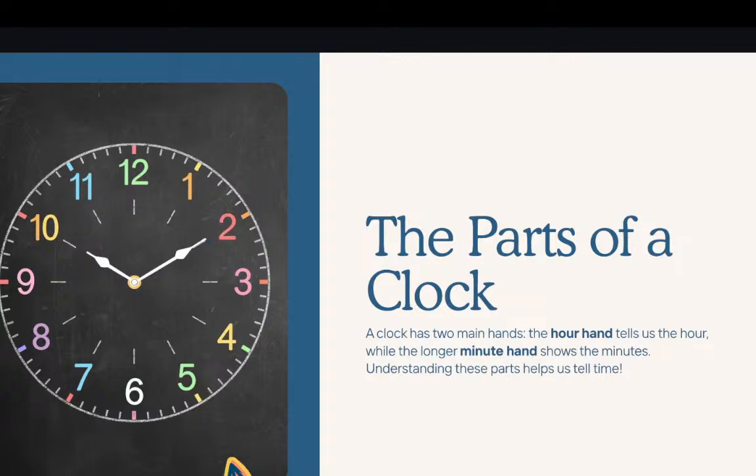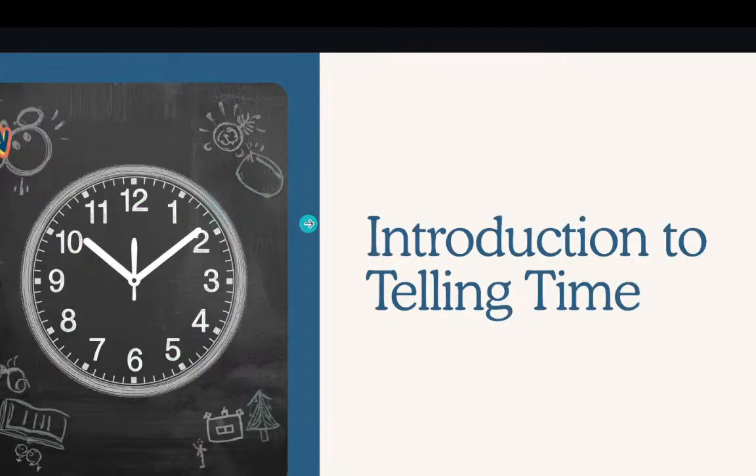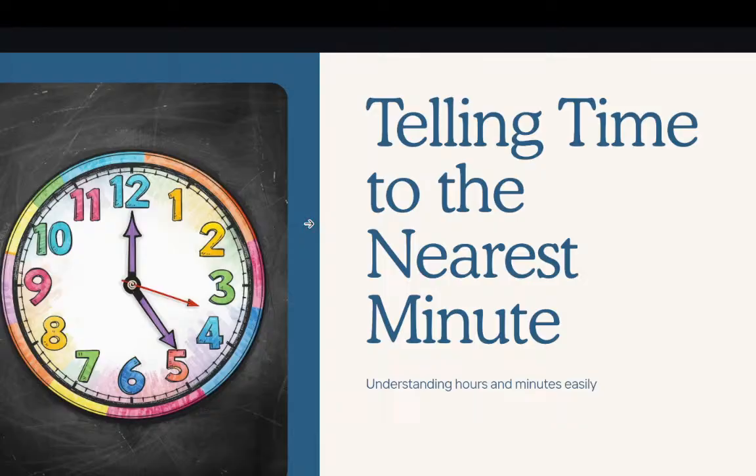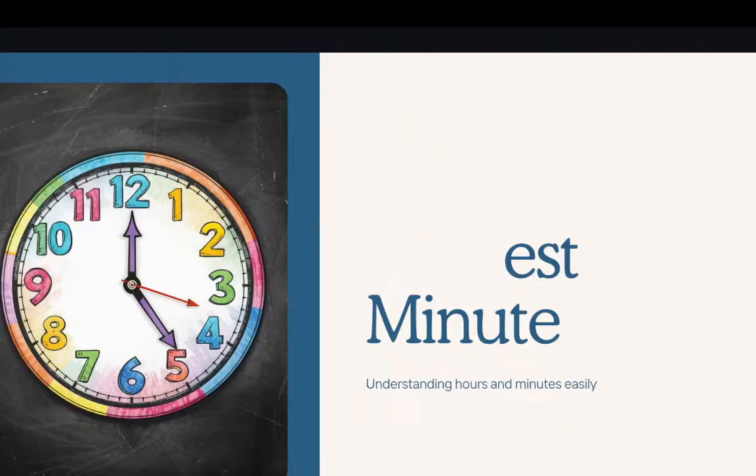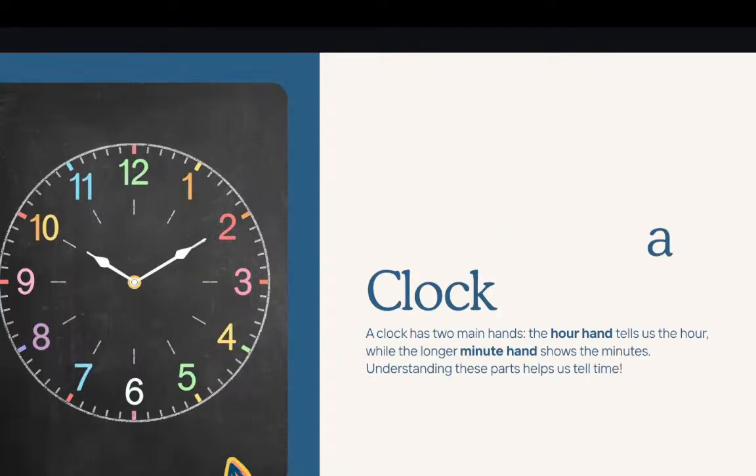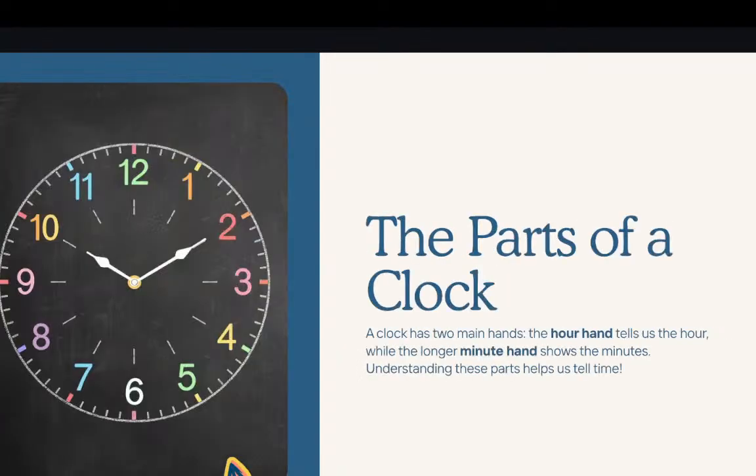But when we tell time to the nearest minute, like I said before, we also count the small tick marks in between the numbers. These are really important. Understanding these parts of the clock is the first beginning step toward reading time accurately. Now, let's learn how to read both of the hands, the hour and minute hand, together.